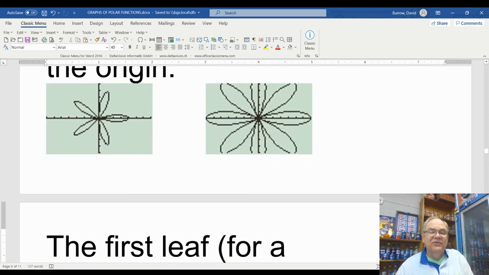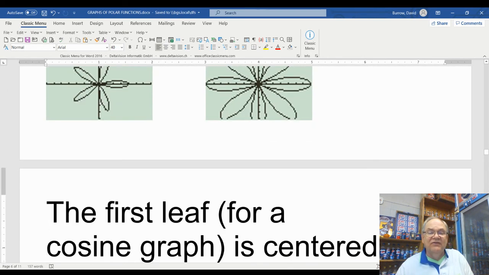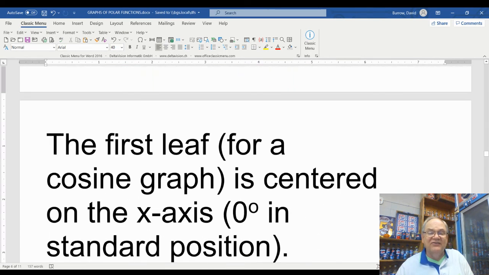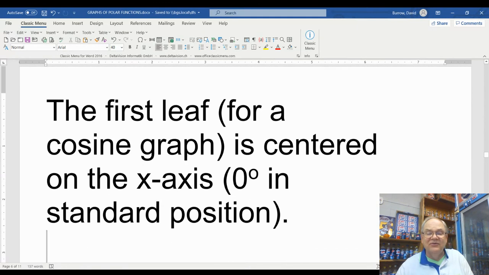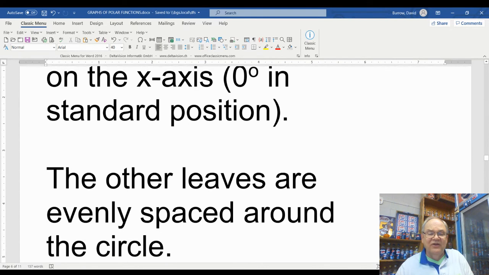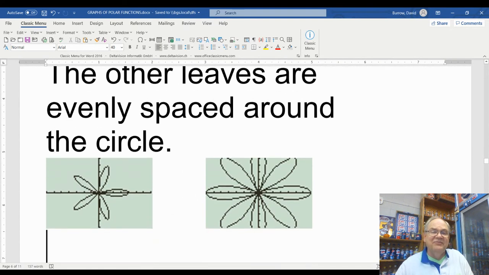Each of the leaves always goes through the origin, and the first leaf is always at 0 degrees in standard position. You can tell where the other leaves are because they're always evenly spaced around the circle. If you wanted to know exactly where they were, what you can always do is take 360 divided by the number of leaves, and that'll tell you where they are. It's exactly what you did when you were taking roots of complex numbers earlier.